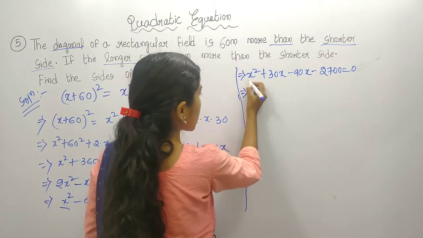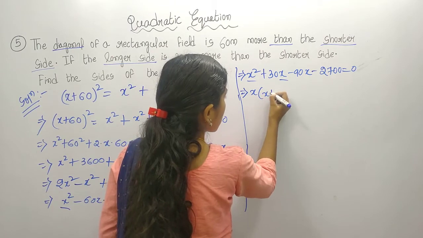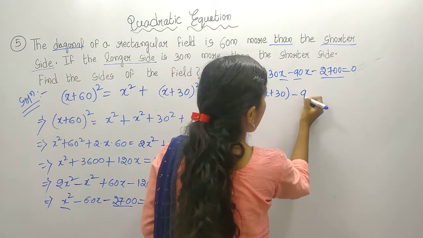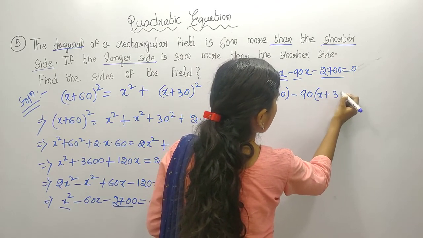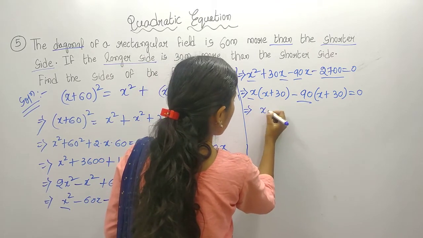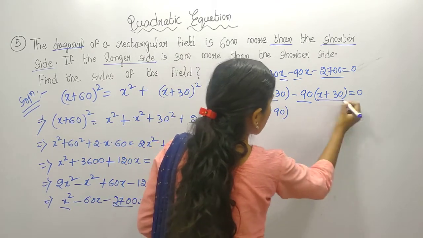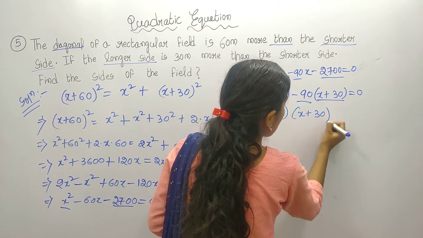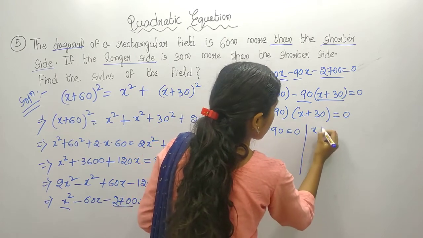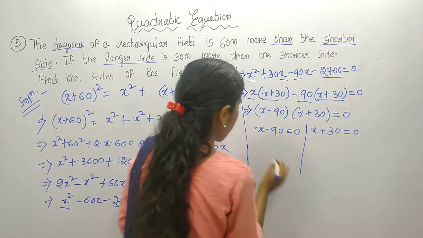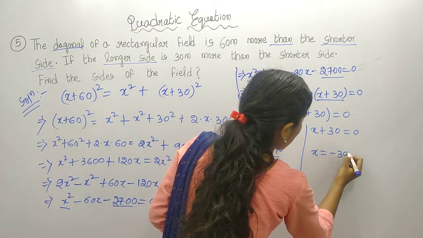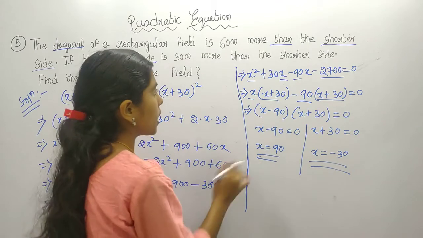So that implies here x is common: x plus 30, minus 90 is common, so 90 inside x plus 30 equals 0. So that implies x minus 90 equals 0, again x plus 30 equals 0. So x equals 90 here, and here x equals minus 30. These are the two numbers.